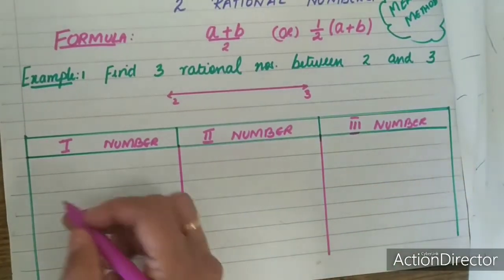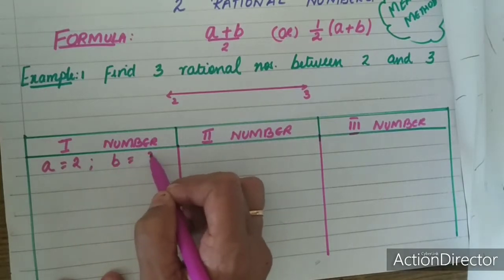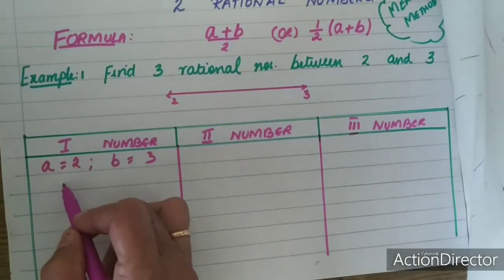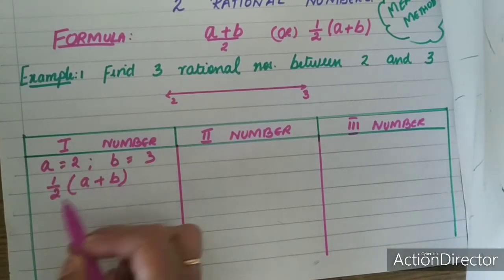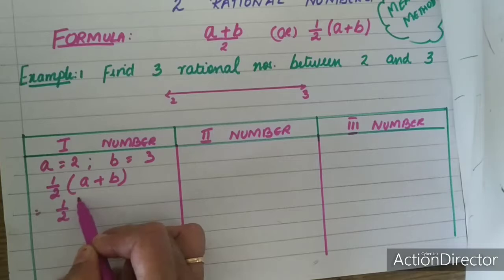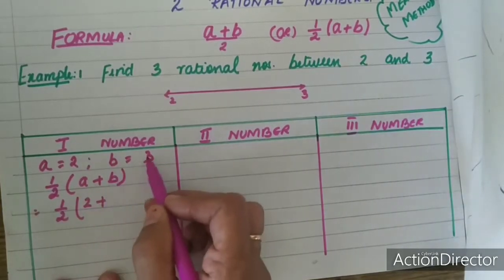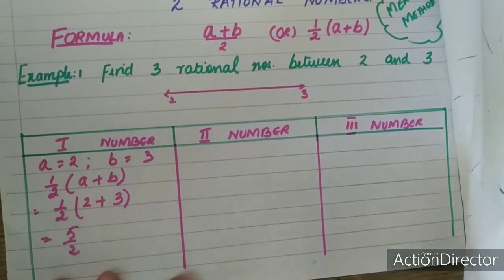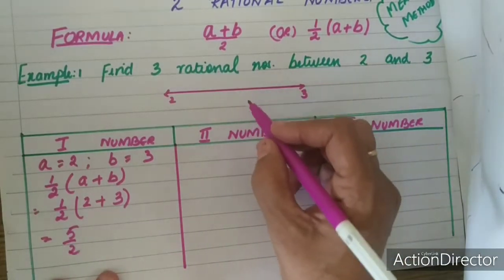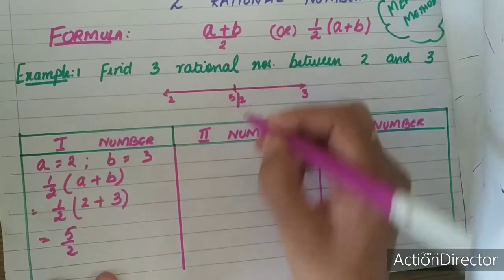So let us take A is equal to 2 and B is equal to 3. So what is my formula? Formula is half of A plus B, which is equal to half of, what is A? In place of A write 2 plus B is 3. So my first number will be 2 plus 3 is 5. So first number will be 5 upon 2. So go and write it in the number line as the first number, 5 upon 2.